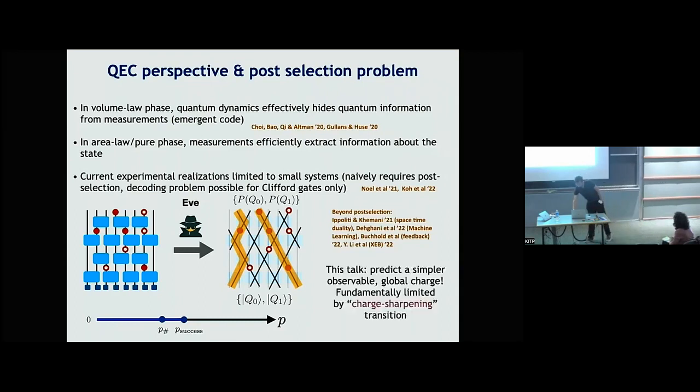Okay. So here in this talk, I want to take a very different perspective. I'm going to talk about a different problem, one that is simpler, and my goal will be to predict a simpler observable that is global charge. I'm going to imagine considering a system in which I have a conserved U1 conserved quantity, say particle number or total Z spin, and ask about how much information you gain from your measurements and whether you can learn the charge of your system from local measurements. And I will argue that this process is fundamentally limited by a new type of transition that I'm going to call charge sharpening transition. Okay.